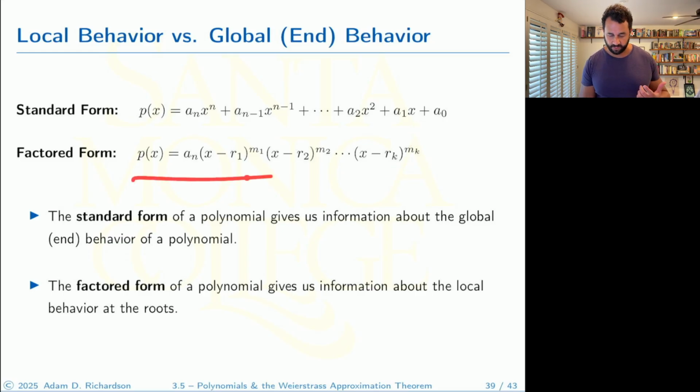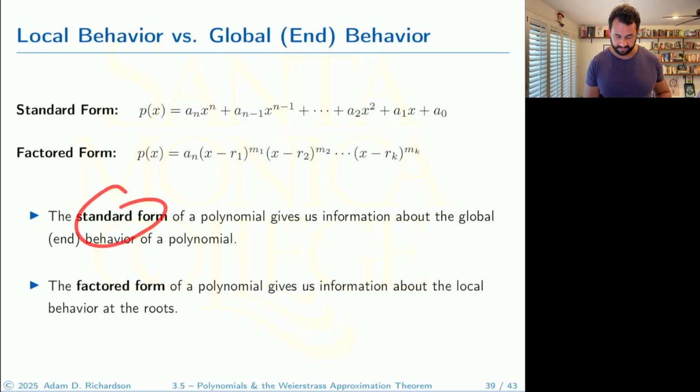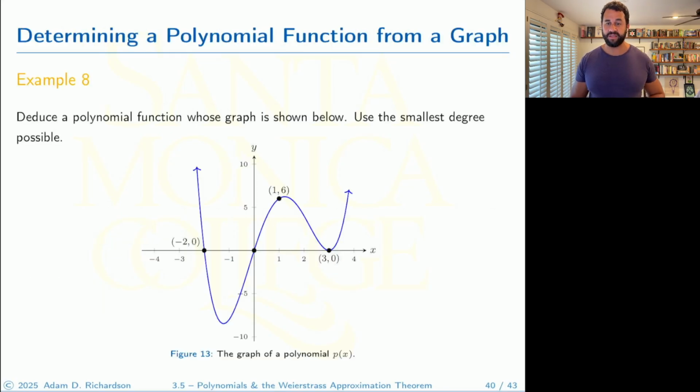So the factored form tells us everything we need to know about the zeros and whether we're going to get a bounce or a cross, whether it's going to look like that, or sorry, look like that. That's what it's telling us, okay? So standard form gives you info about the end behavior. Factored form gives you information about the local behavior, okay? All right, now that being said, let's try to go backward.